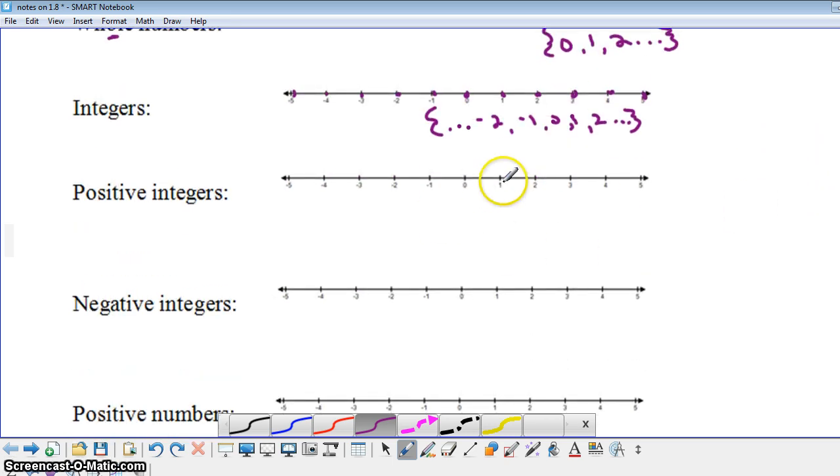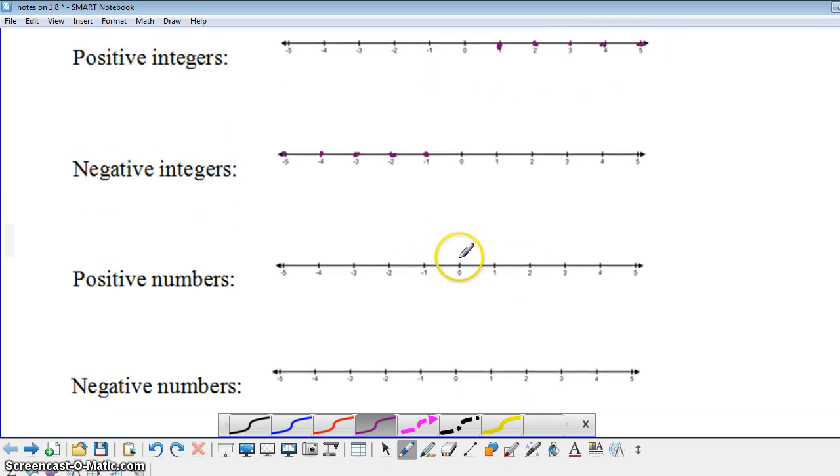And positive integers. Now 0 is neither positive nor negative, so our positive integers are just 1, 2, 3, 4, and so on. Our negative integers are the opposite of those, -1, -2, -3, -4, -5, and so on. Positive numbers are anything greater than 0. So we're not going to include 0, but we can include anything above it. So fractions and decimals like 2.5 and the number pi.